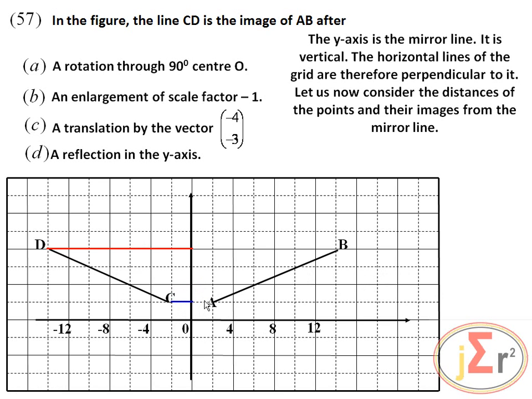The distances that we desire to be equal are equal, and there is no doubt that the vertical mirror line is perpendicular to these horizontal lines on the grid. That's all there is to it. The distances are equal. D is correct.